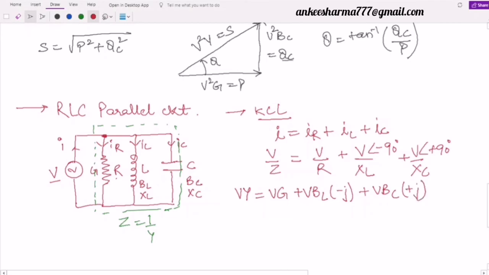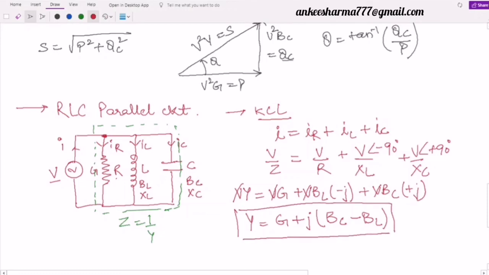I will cancel all these V values because they are common. So you will get here Y is equal to G plus, if I take j common outside, the plus value is BC and the minus value is BL. So it is G plus j of BC minus BL. So this will be my combined admittance in the case of the RLC parallel circuit.